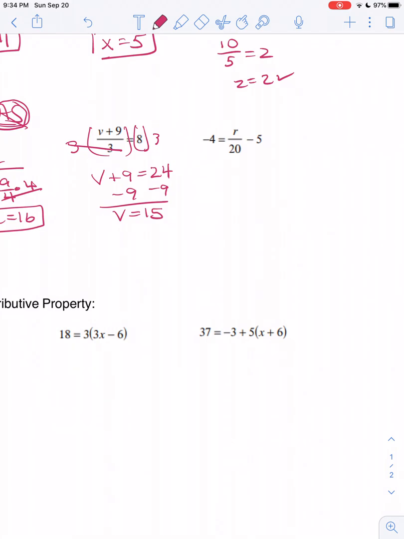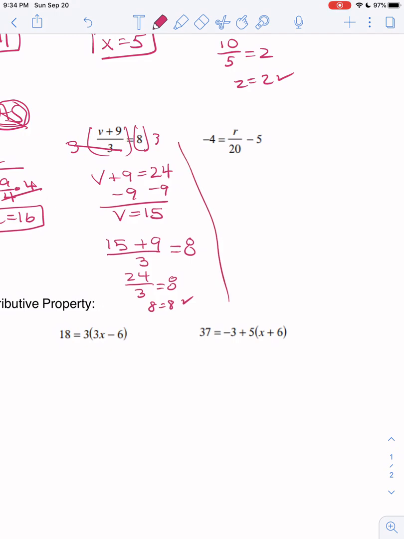We can easily check that. Let's substitute it back in. So we have 15 plus 9 divided by 3. Does that give us 8? 15 plus 9 is 24. 24 divided by 3 does give us the 8 we're looking for.